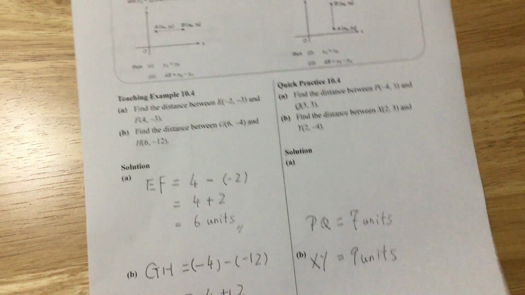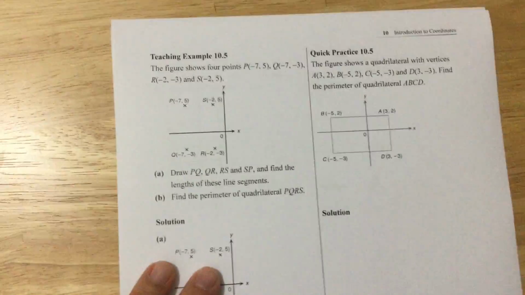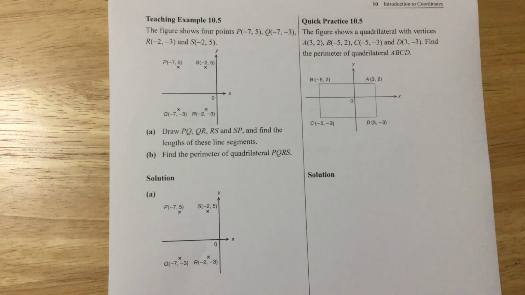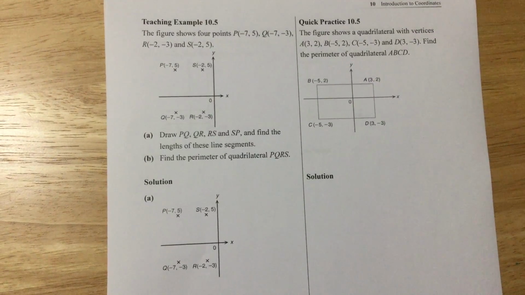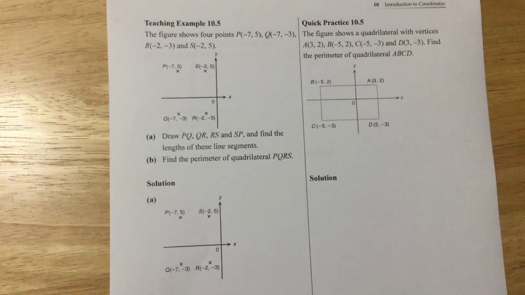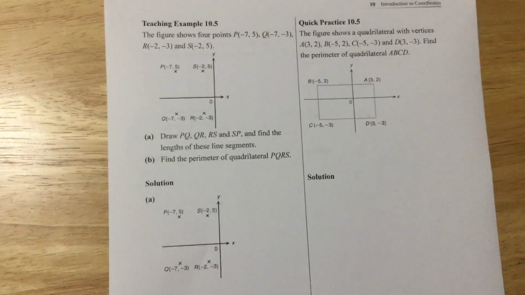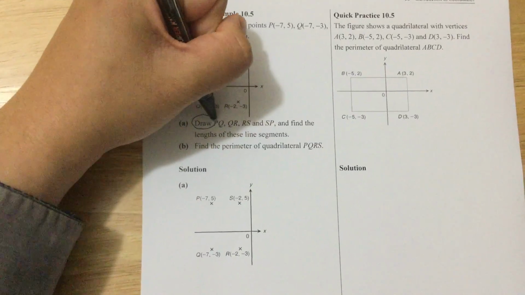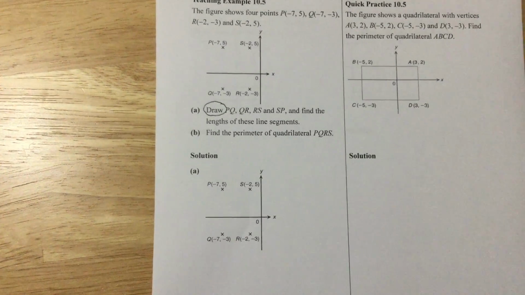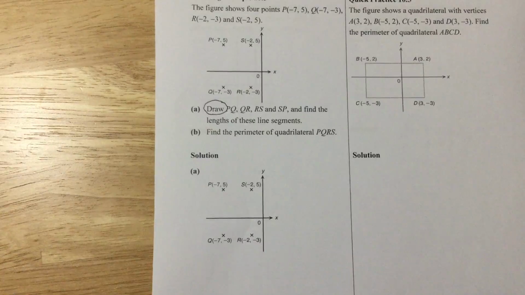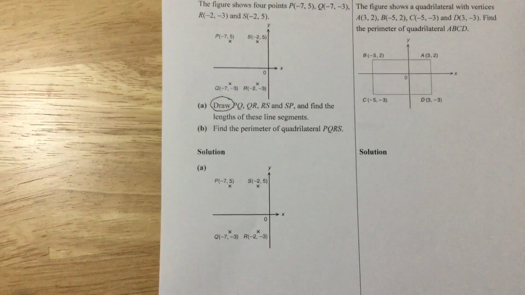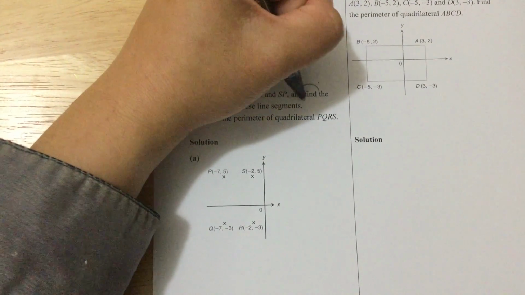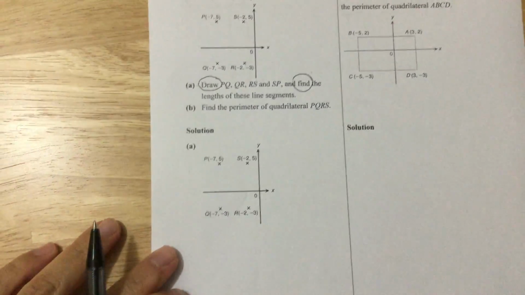Okay, now we will go to the second question. This time for question 2, now I'm going to show the teaching example. The figure shows 4 points PQRS. For part A, please look at this: Draw. That means you must draw something on the figure and then find the length of these segments. So every time, if you do not do something first, you cannot just do the find. That means you must do two things here.